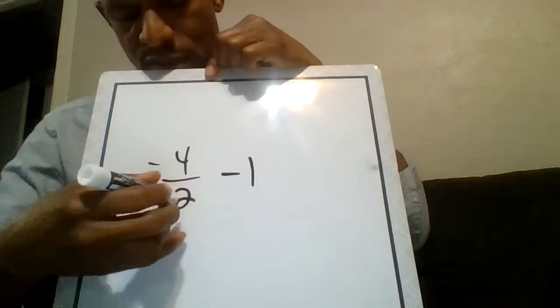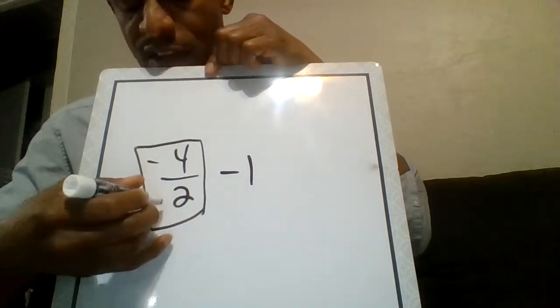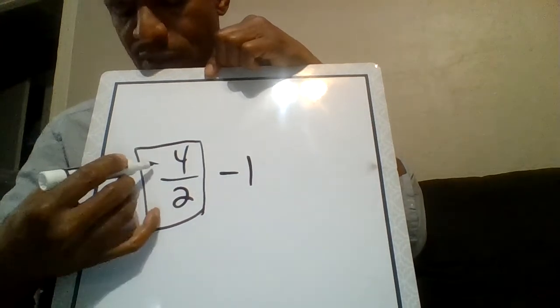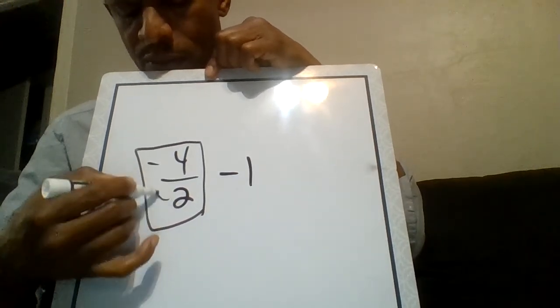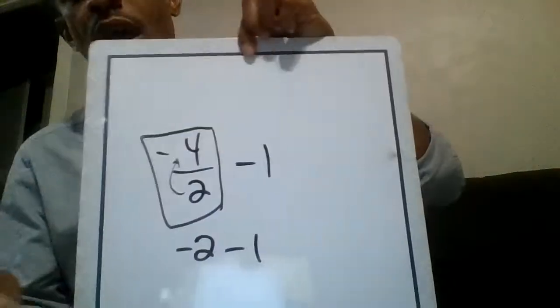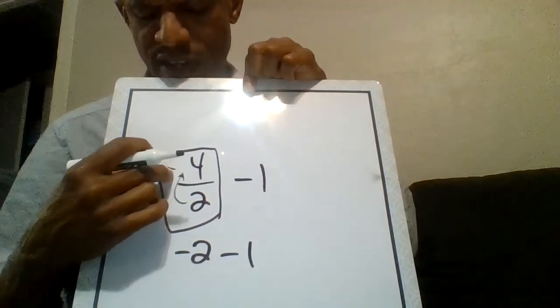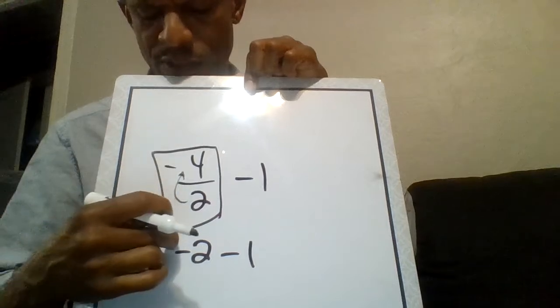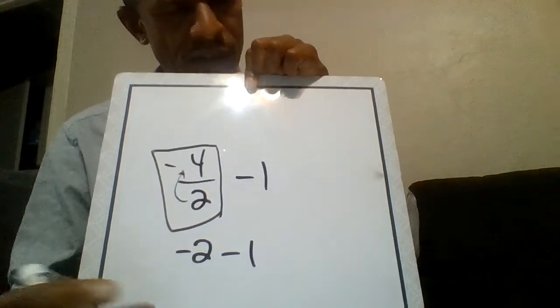A better, more realistic situation. Negative 4 divided by 2, and then we'll say minus 1. I'm dividing here, and I have an odd amount. Notice, I have 1 here. So when I divide, you'll have negative 2 minus 1. Why negative 2? Because I have an odd amount of negative signs here, so that becomes negative 2 and negative 1 there.